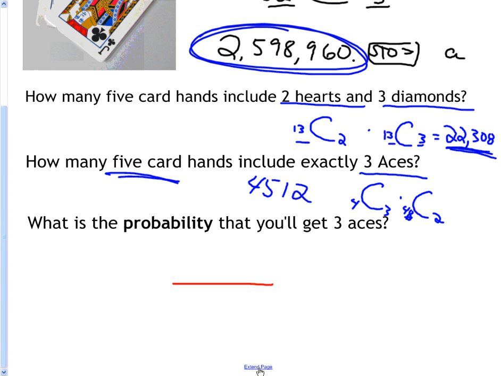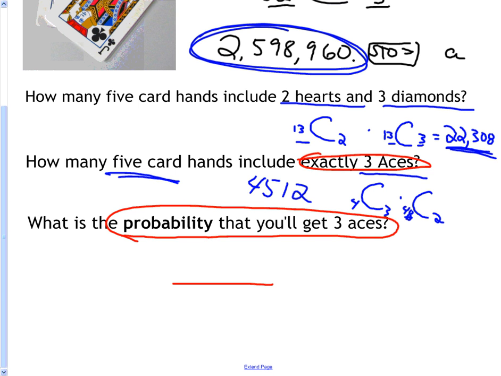All right, next one. Probability that you'll get 3 aces. What's different about that than this? This said 3 aces. This wasn't a probability question. This figured out how many possible hands had 3 aces in them. So those are the things I want. Over these are the things that are possible. When you divide that, you have a very, very small chance in the real world that you get that.